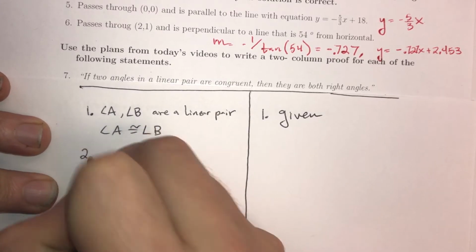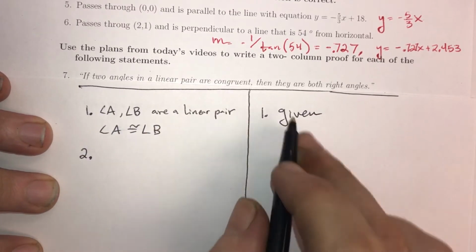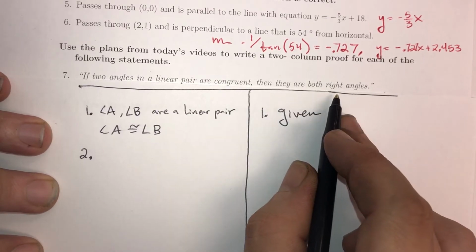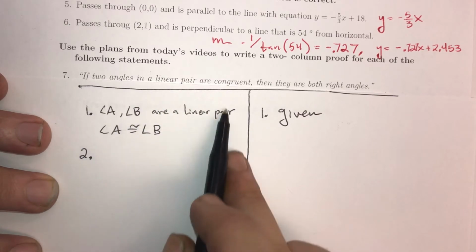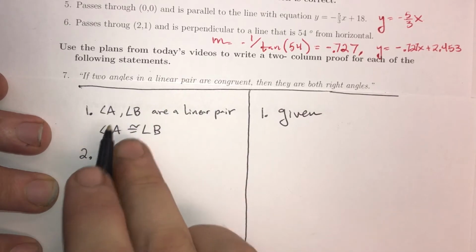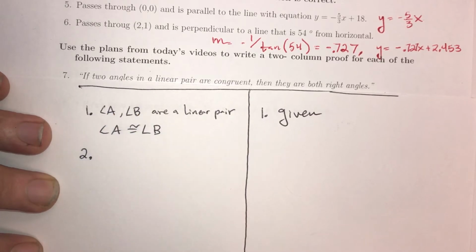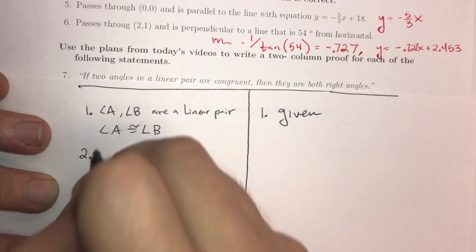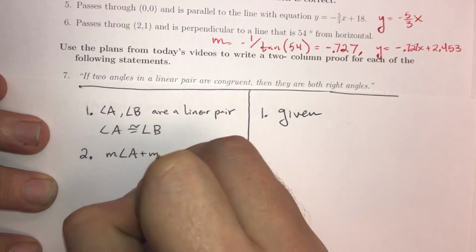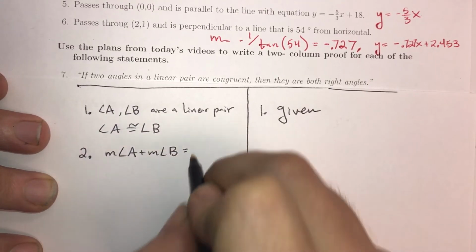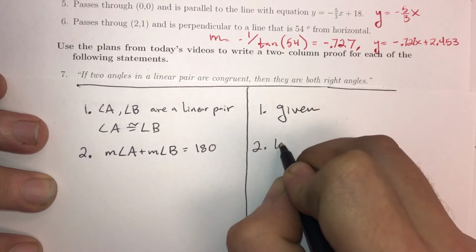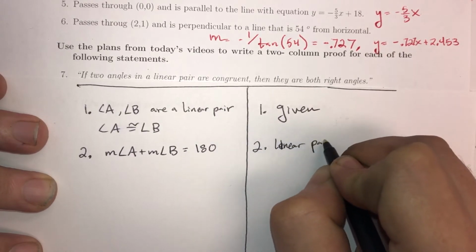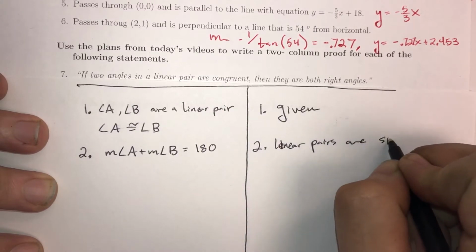Secondly, what can I say? I want to get to they're both right angles. Part of planning our proof is really understanding what we're given. The first thing we know is that because they're a linear pair, they're supplementary, because we've already proven that all linear pairs are supplementary. So the measure of angle A plus the measure of angle B is equal to 180, and the reason I know that's true is that linear pairs are supplementary.